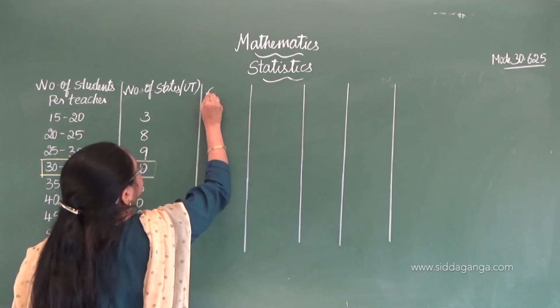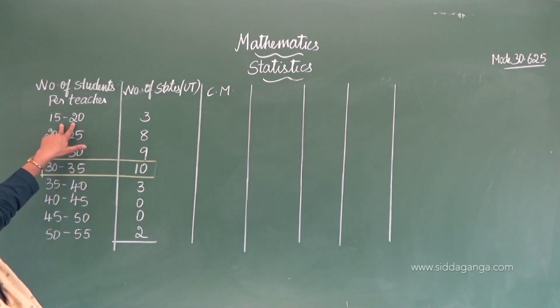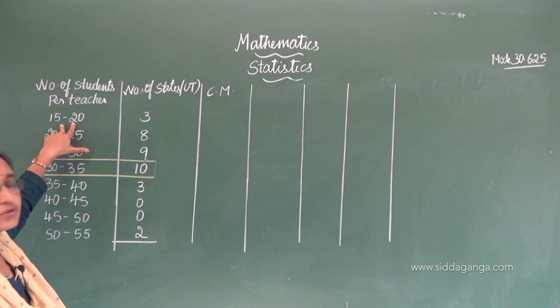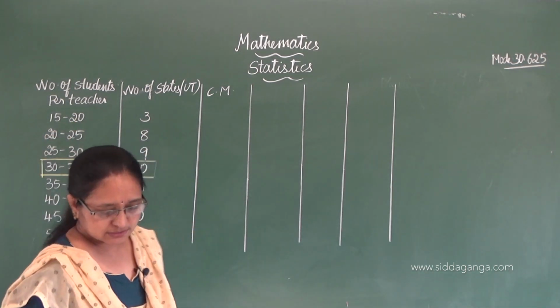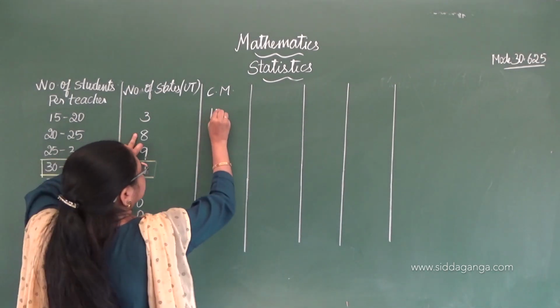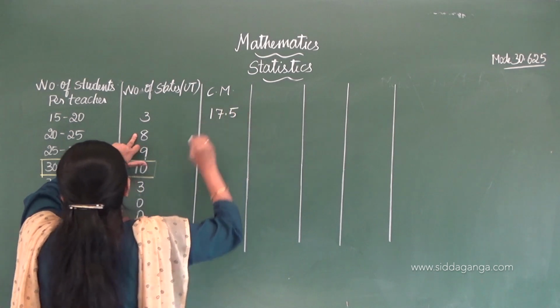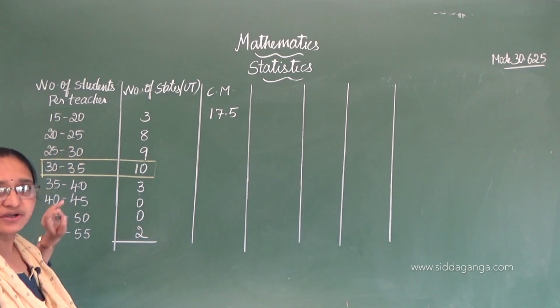Now class mark. Here the middle term. So 20 plus 15 divided by 2. So you will get a decimal point. So it is 17.5. Okay, next, 25 plus 20, so 22.5.